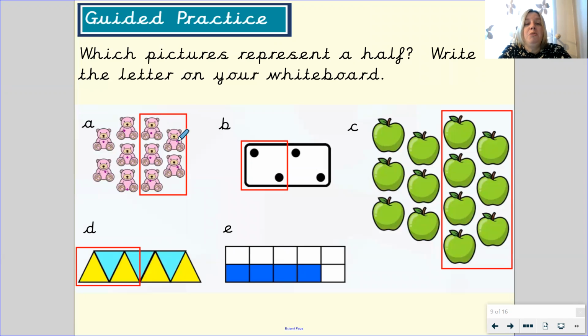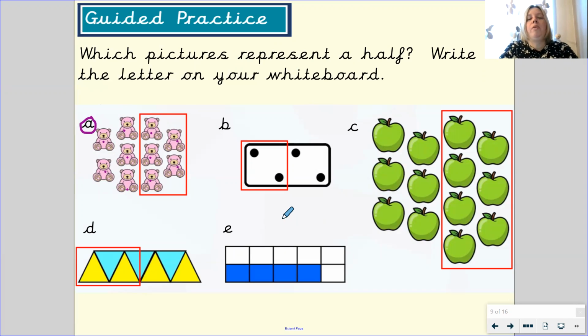Write down on your whiteboards the pictures that represent a half. Pause your video while you do that. Let's have a look at them together. Let's have a look at B.